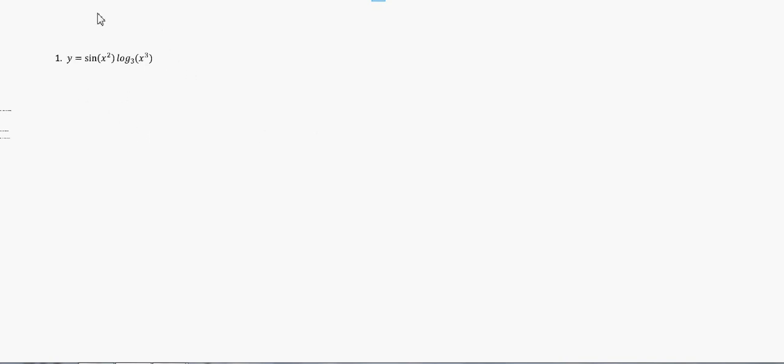And anytime you're dealing with logarithms and you've got to derive them, the very first thing you should do is look and see if you can use your log rules to make this any easier on yourself to derive. And by that I mean this. Sine of x squared you can't do anything with. There's no rule for sine that allows you to split up x squared.